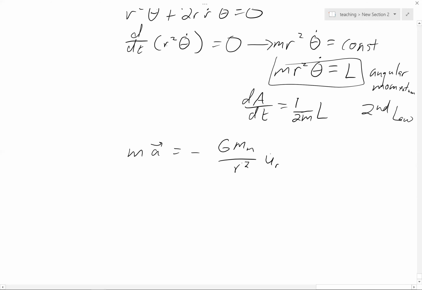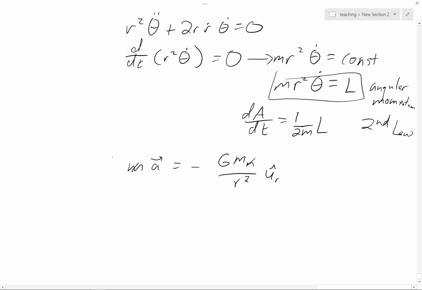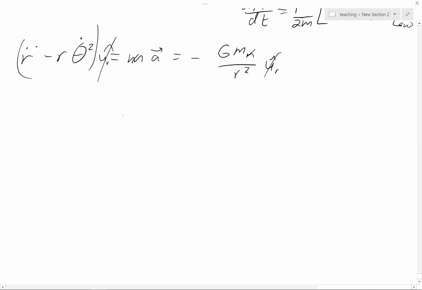And this, what I was calling r hat, is now u_r. Okay. Well, the m's cancel. That's easy. And then a, if I go up here, just read it off. This is r double dot minus r theta dot squared times u_r hat. So get rid of those. So the equation I need to solve is r double dot minus r theta dot squared is GM over r squared, minus.